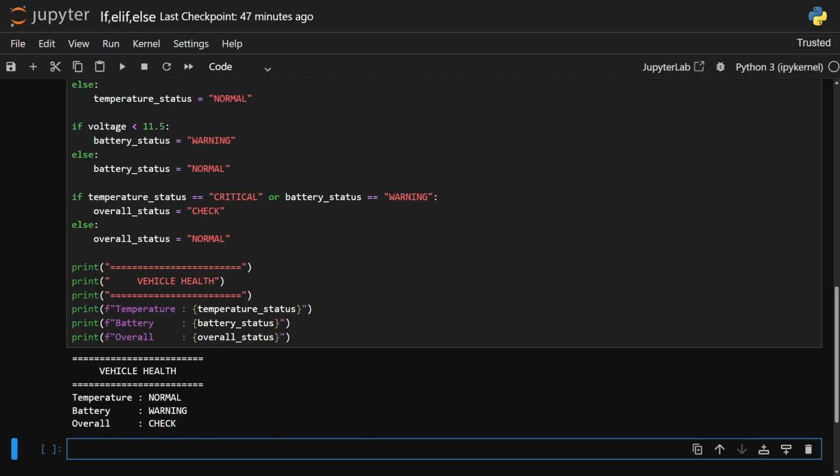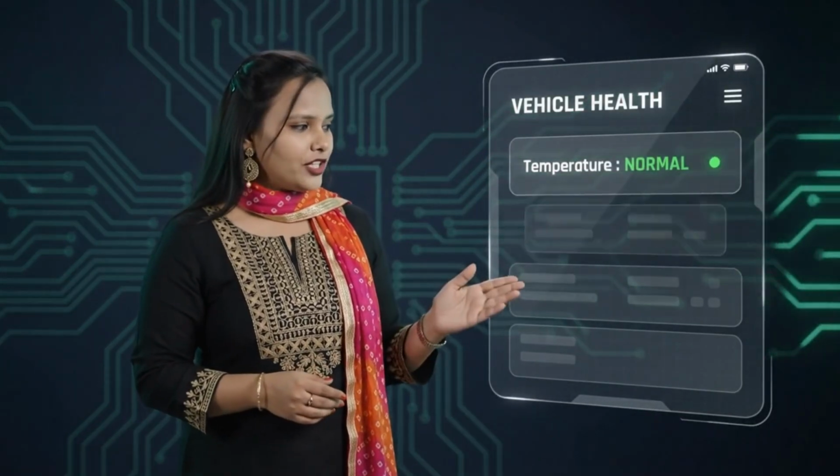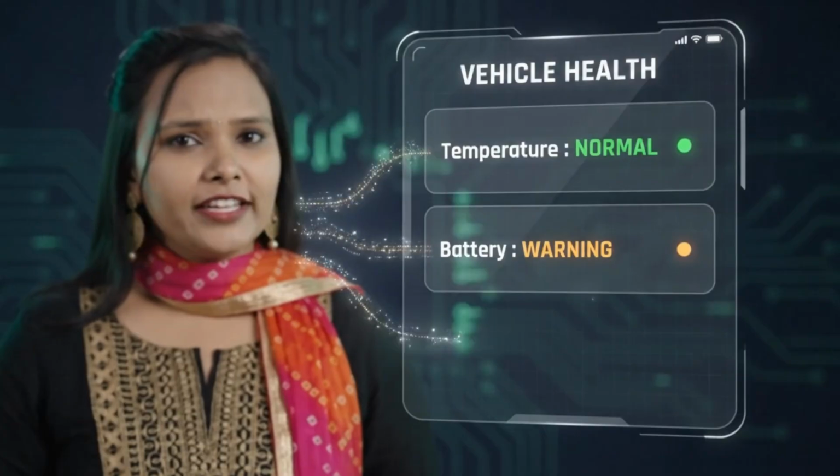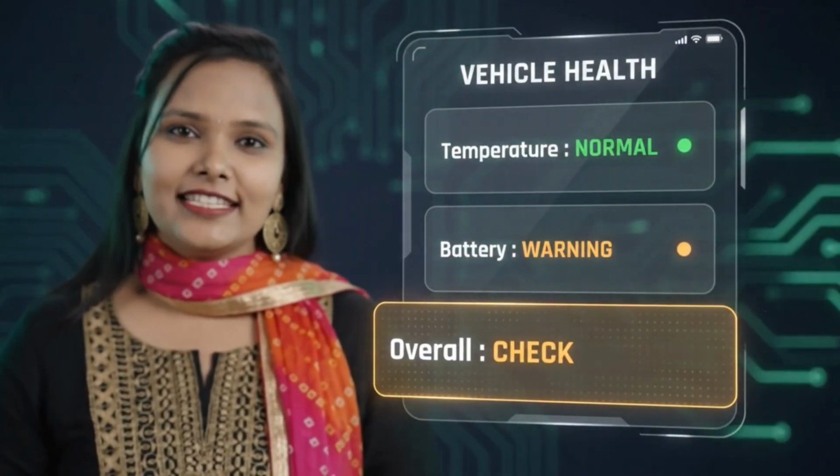That's the real value of combining signals. One bad reading is enough to flag the whole vehicle. Let's combine everything into a vehicle health monitor. Temperature and battery, check together. One final verdict, check whenever anything needs attention.